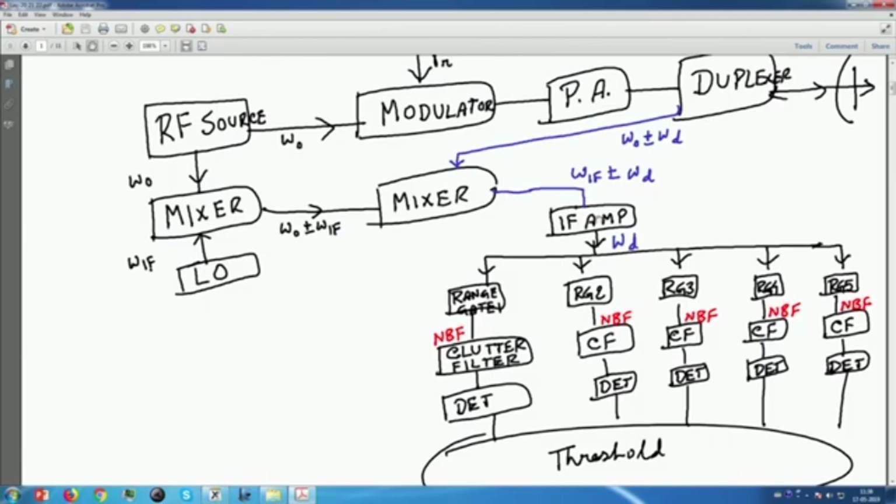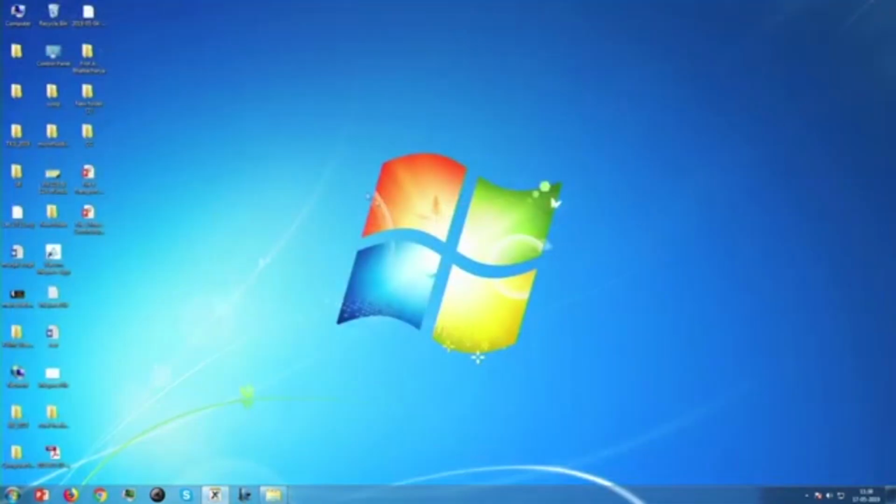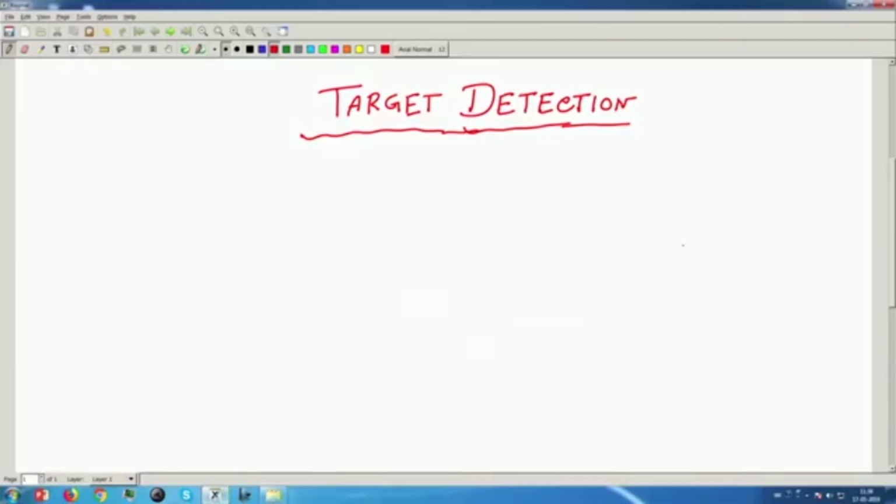Now, this IF amplifier we used to say, today we will see what the IF amplifier implementation is. Actually, radar people call this matched filter. So, we will start our discussion from what this IF amplifier is. When the received radar echo signal is put to the RF mixer, we get the IF signal. This IF signal is basically fed to a matched filter. Today, we will discuss this matched filter.